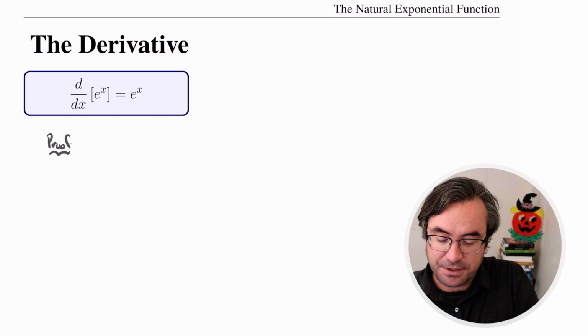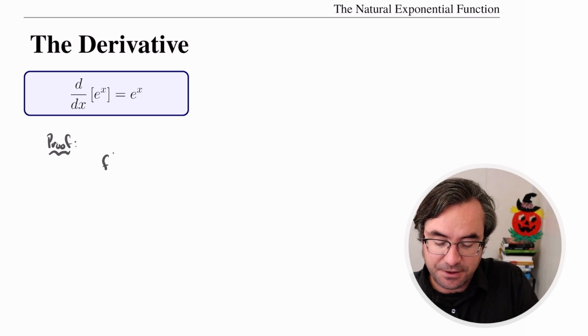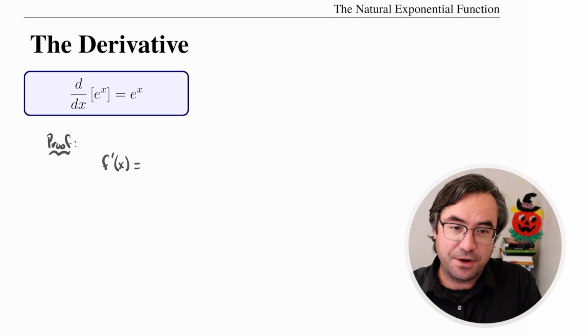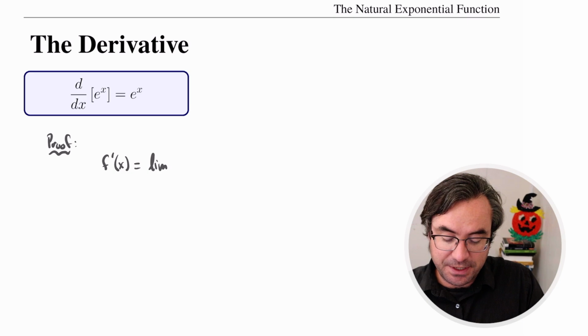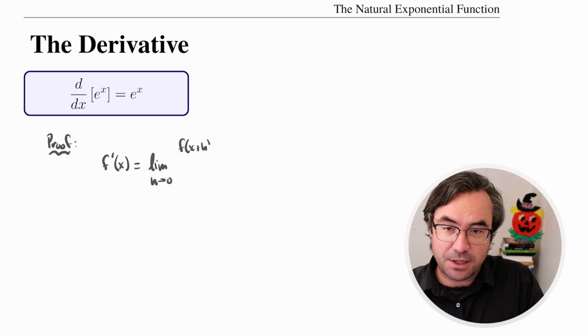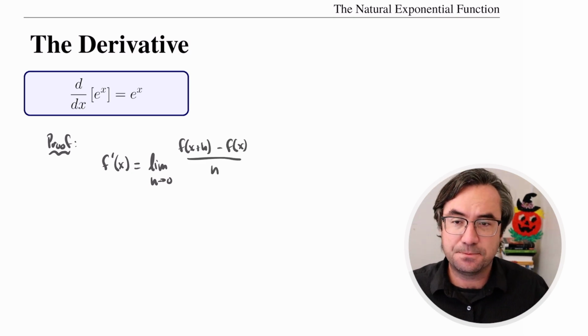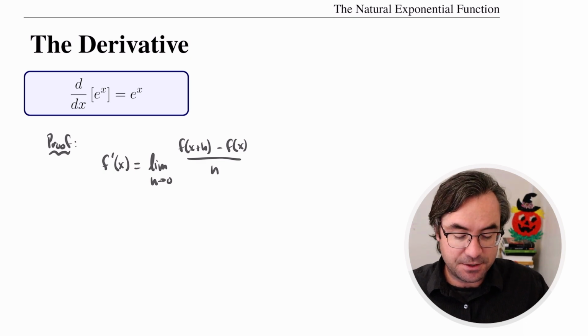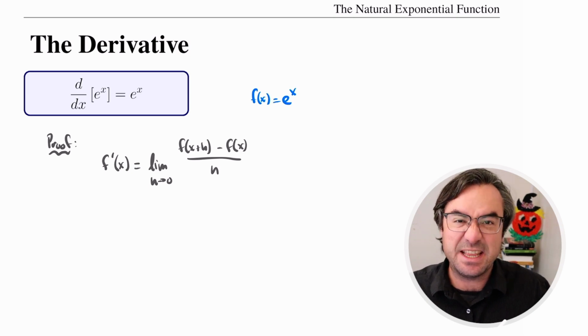So we're actually going to prove this. Let's calculate f prime, the derivative, and we're going to use that limit definition. So this is where we did the limit as h goes to 0 of f of x plus h minus f of x all over h. And for this, we're saying f of x is our special e to the x function.